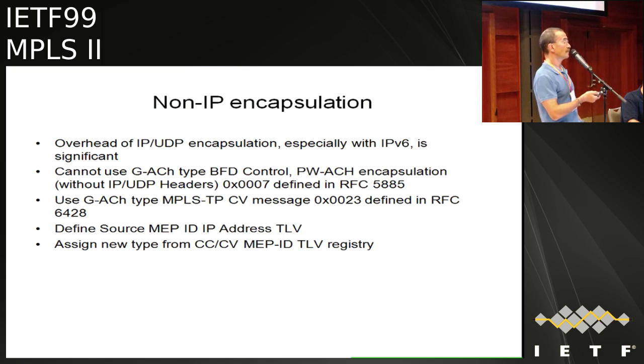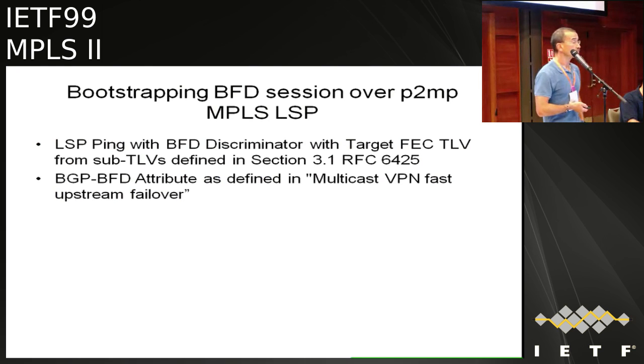That's basically the channel already allocated for MPLS-TP. It has a registry of map ID TLVs, but it doesn't have an IP address TLV as a source map ID. Bootstrapping might be done either using LSP ping or multicast VPN fast upstream failover, which has a very nice proposal to use the BGP BFD attribute to inform the leaf that is a member of the particular multipoint BFD session.